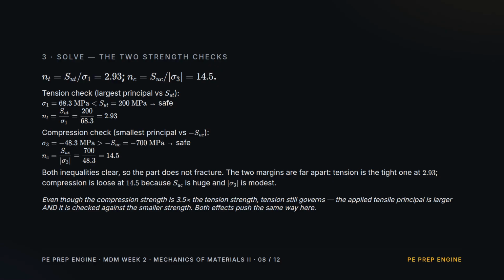Solve. Part 2. The 2 checks. Compare the largest principal against the tensile strength. Comfortably below, giving a tensile factor of about 3. Compare the smallest principal against minus the compressive strength. Nowhere close, giving a compressive factor of about 15. Both inequalities clear, so the part is safe. The 2 margins are far apart because the compressive strength is so much larger than the tensile.